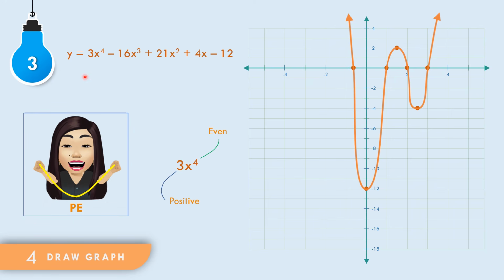How many turning points? 3x to the 4th, so minus 1. Exponent is 4 minus 1. So it means the turning points are at most 3. So 1, 2, 3.